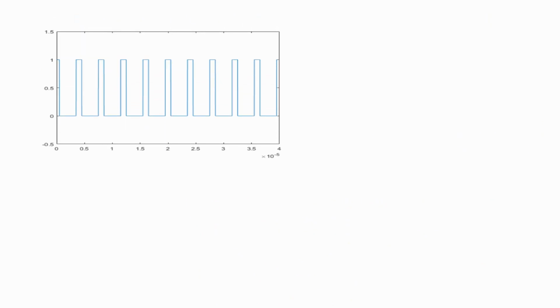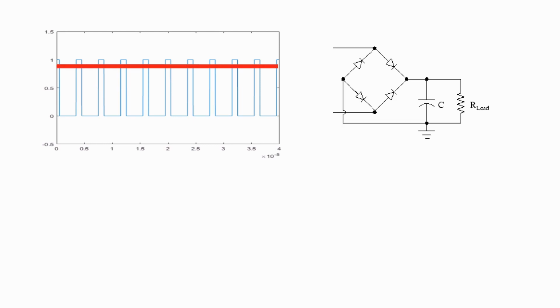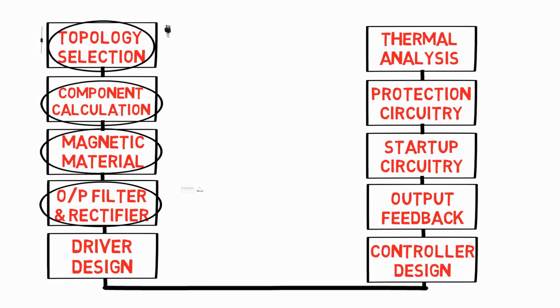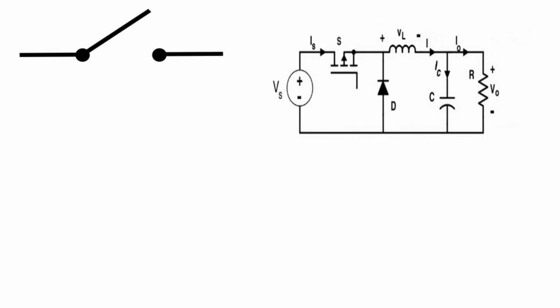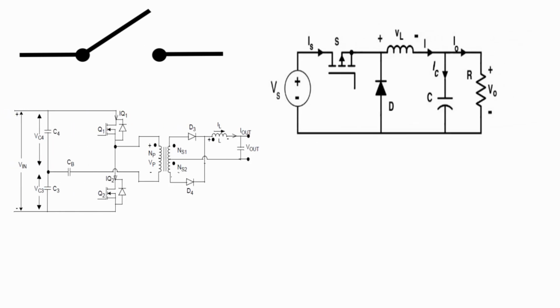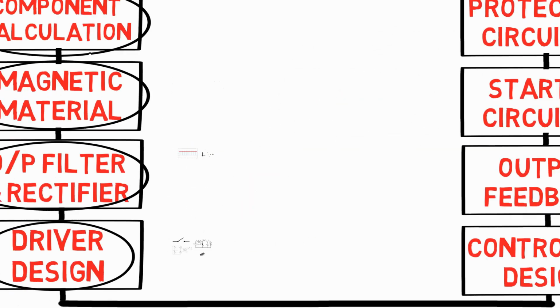The output we get from the switching element is in pulsating form, and we need to convert it into pure DC form by using diode rectifiers and a filter capacitor. For that purpose, output filter and rectifier designing is necessary. Next is driver designing. To switch on and off the active switch, a driver is used. If you take a look at buck, half bridge or any topology in which the source of the MOSFET is in floating condition, then we'll definitely need a driver IC for that. Some driver ICs also provide isolation between controller and main circuit.